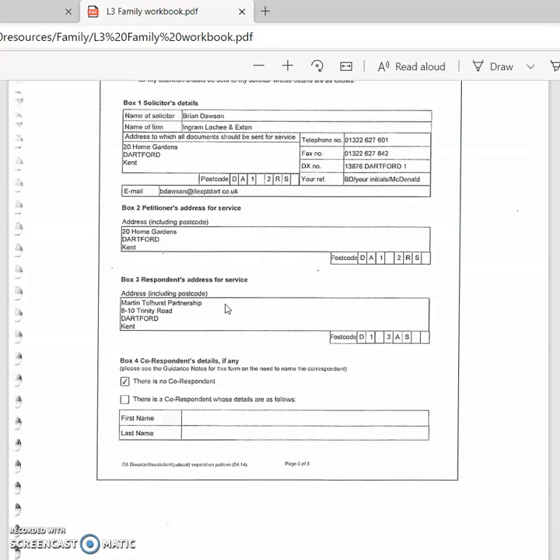So William MacDonald's solicitor. And his solicitors are the Martin Tollhouse Partnership in Dartford. And we've got their address and postcode.